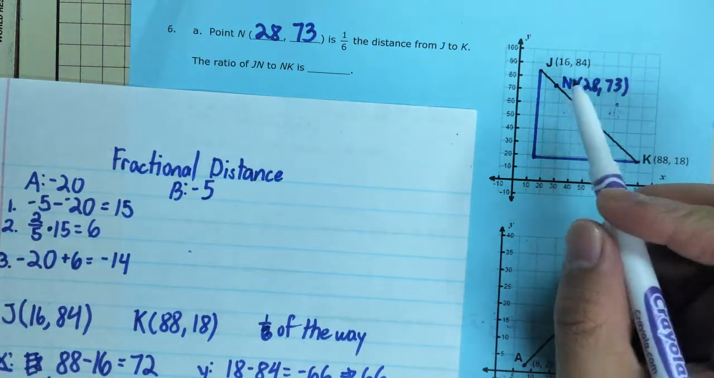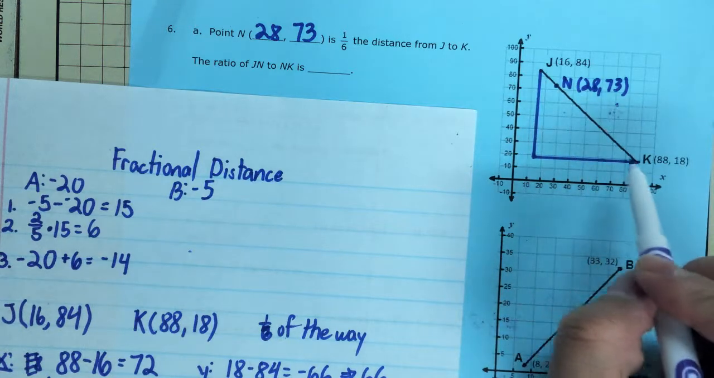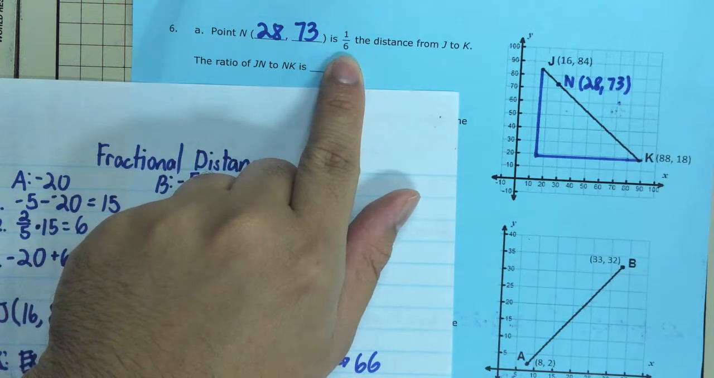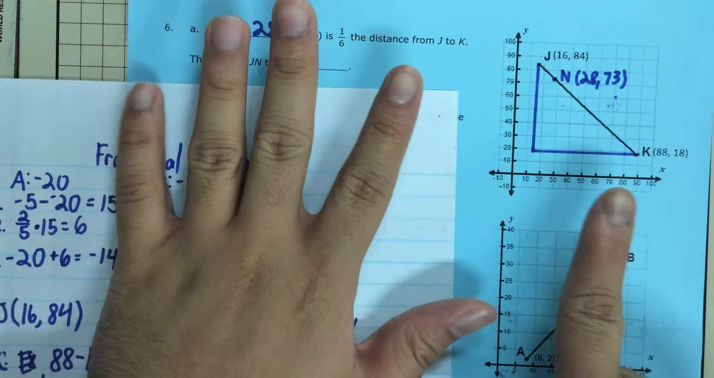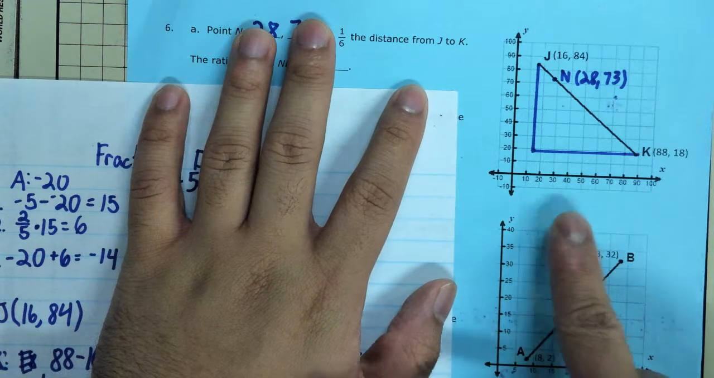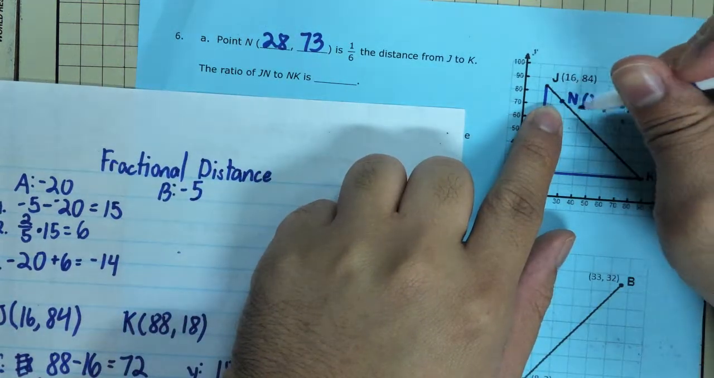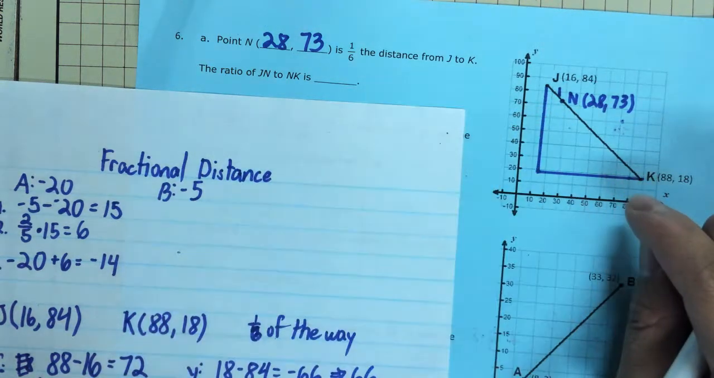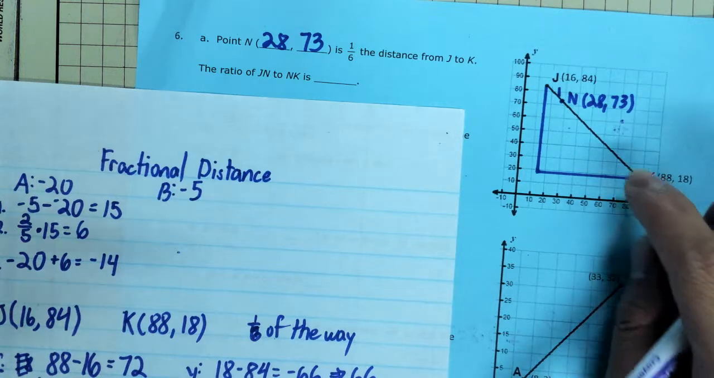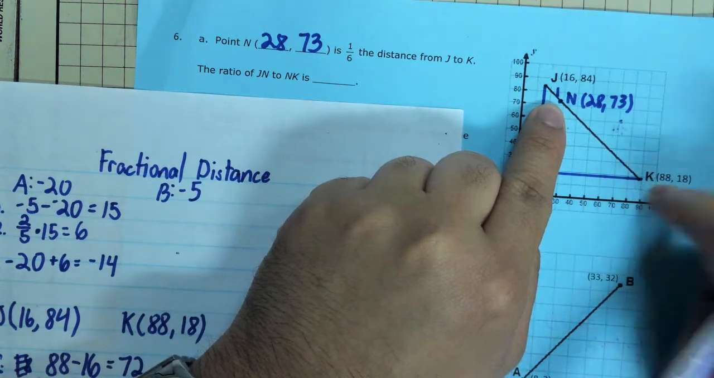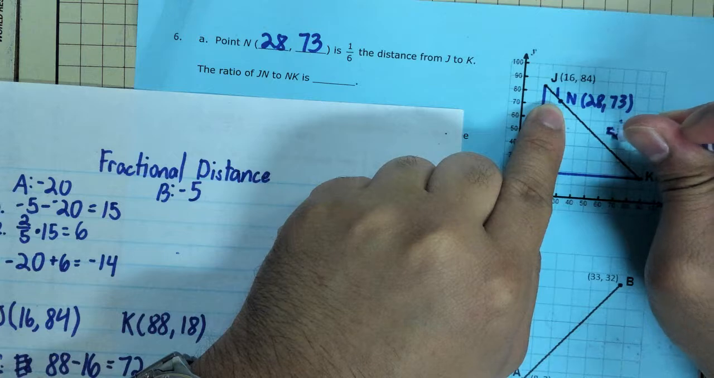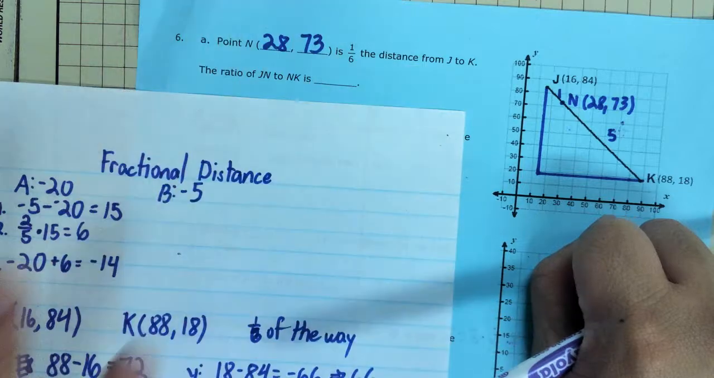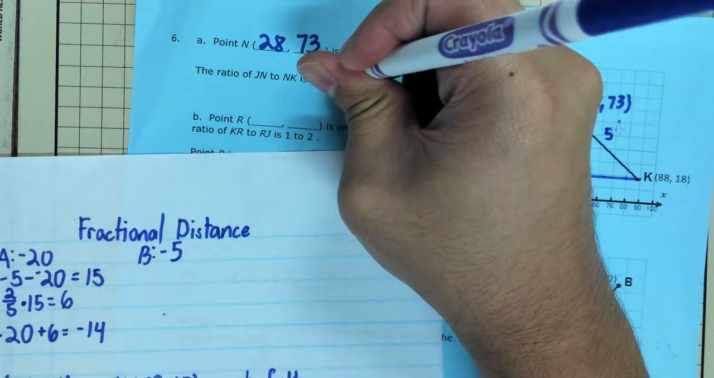Last part's the ratio. The ratio from JN to NK is, so let's talk about parts again. We're talking about 1/6 the distance. That means I'm dividing it into 6 parts. 1/6 of the way means 1 part out of the 6 goes up here. So I've gone 1 out of the 6 parts. How many do I have left to go? I have 5 left to go. I went 1 out of the 6, so I have 5 left to go. So my ratio is 1:5.